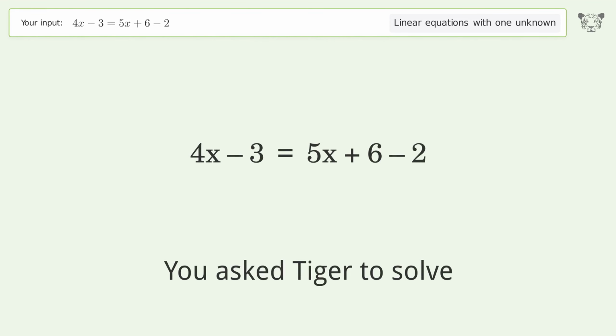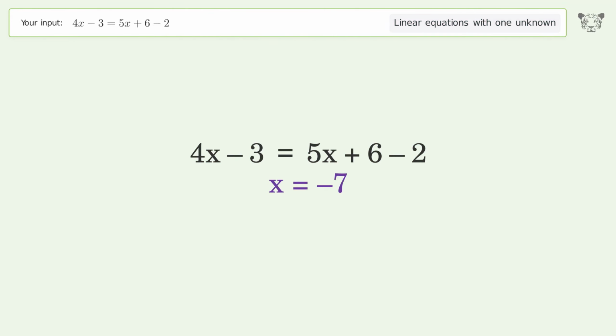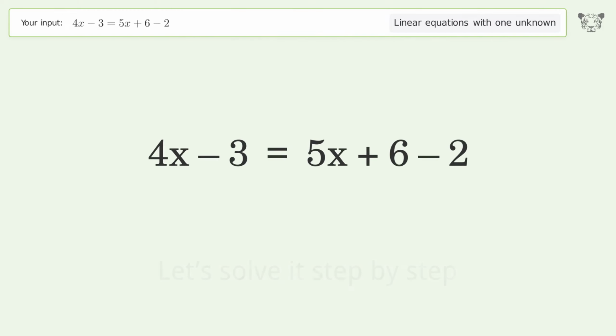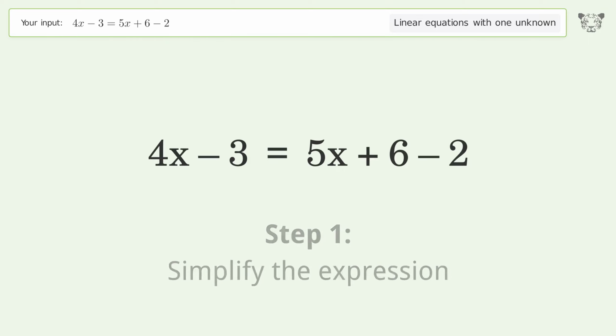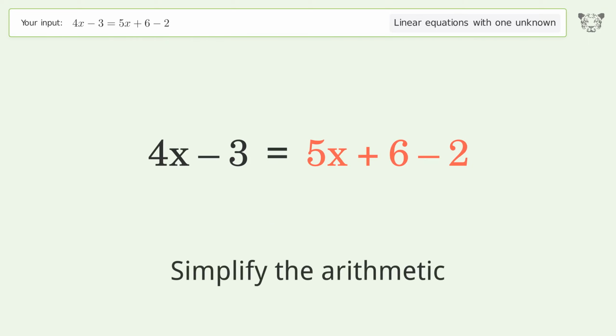You asked Tiger to solve this. This deals with linear equations with one unknown. The final result is x equals -7. Let's solve it step by step. Simplify the expression. Simplify the arithmetic.